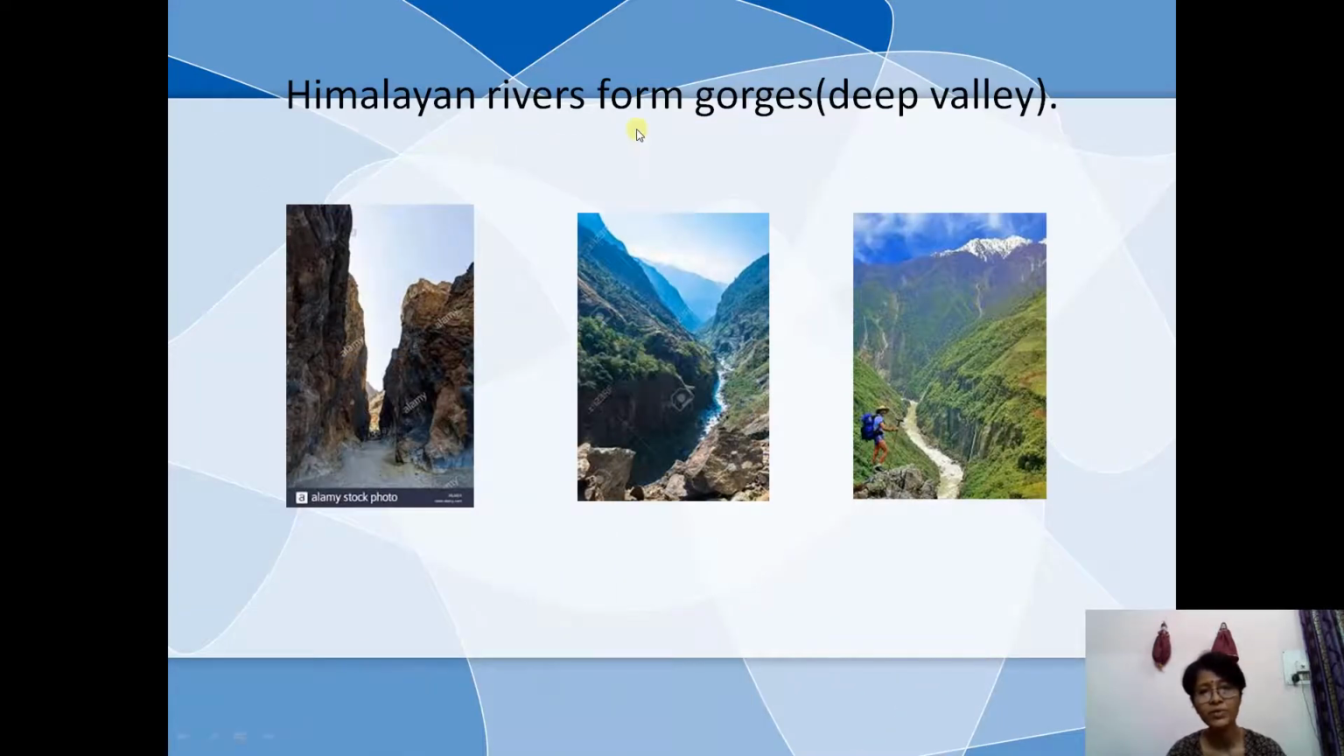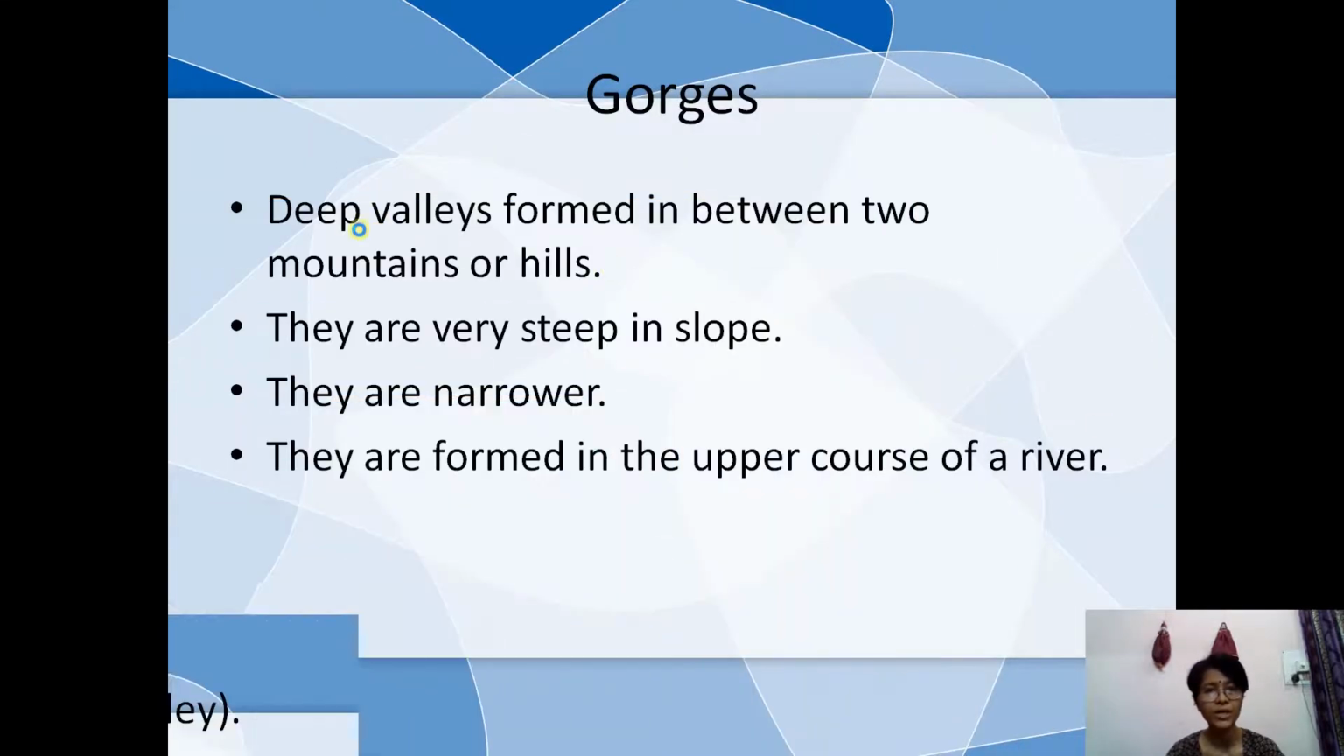Himalayan rivers form gorges. Gorges means deep valleys. You see three pictures of deep valleys I'm showing. Deep valleys formed in between two mountains or hills, we can say gorges. They are very steep in slope. They are narrower and they are formed in the upper course of a river.